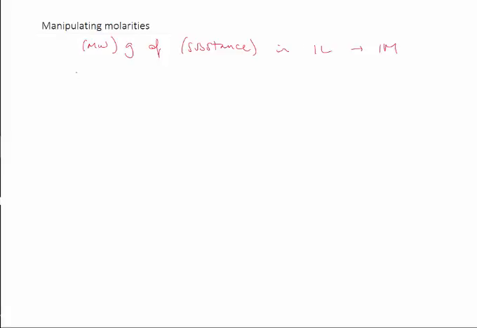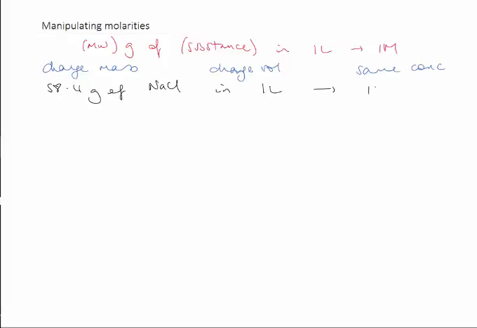So for example, we can change the mass and the volume by the same proportion, and then the concentration will stay the same. So for example, if we've got 58.4 grams of NaCl in 1 litre, giving us a 1 molar salt solution, let's imagine we divide.